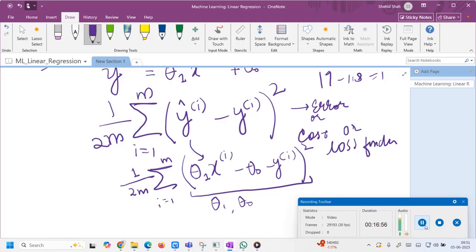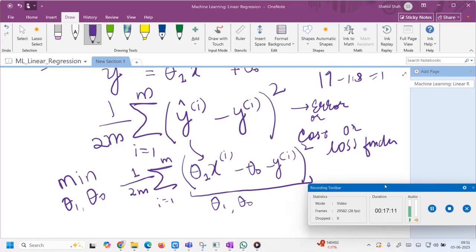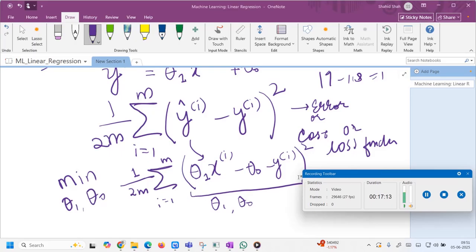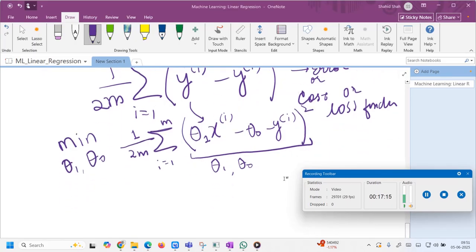And what would we like to do with this cost or loss or error? We'd like to minimize it. With respect to what? Of course, theta 1 and theta 0. Now go back to the importance of optimization. This is entirely an optimization problem. We want to minimize some function with respect to some variables. That is why we learned optimization. It is at the heart of machine learning algorithms. Without optimization theory, we cannot solve any machine learning problem.